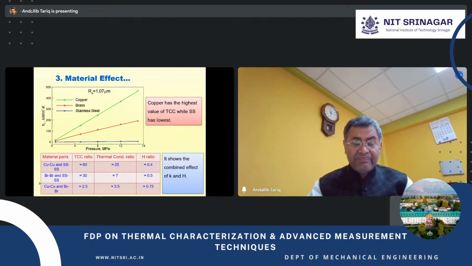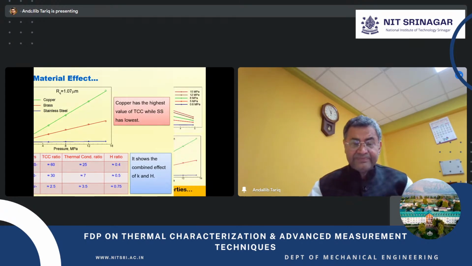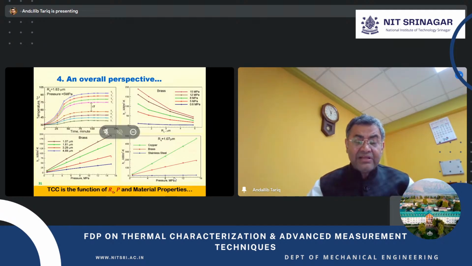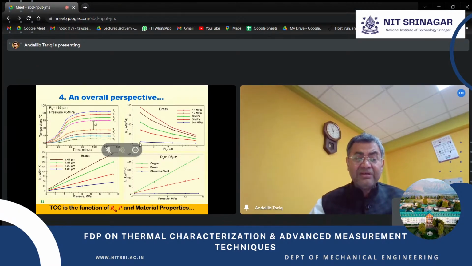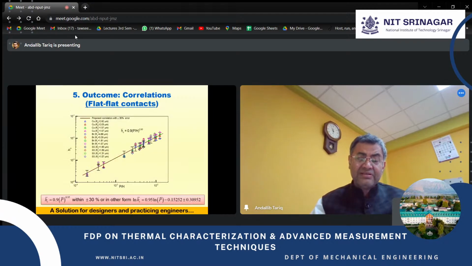Means if the material is copper, pressure, you can say the different. Then we have invented some correlations. Correlations means we have non-dimensionalized TCC in terms of dimensional parameters, where HC is taking care of the roughness and conductivity and the material properties, and E by H is the hardness. And then we have fitted a correlation, and we have found that for the flat contact, we have proposed some correlation that can be used by the design engineers and they are using it in actual conditions.